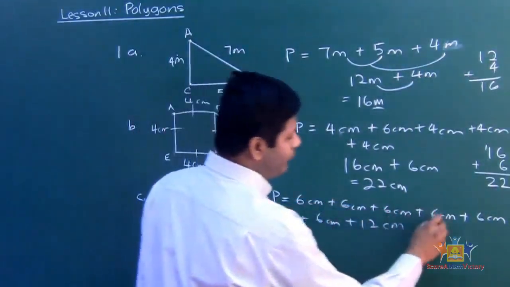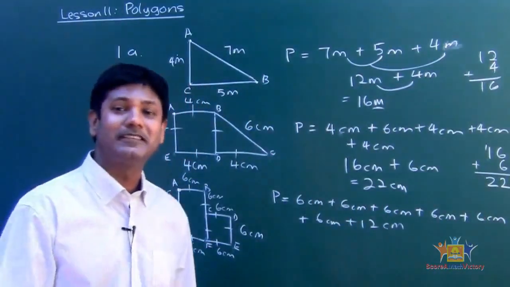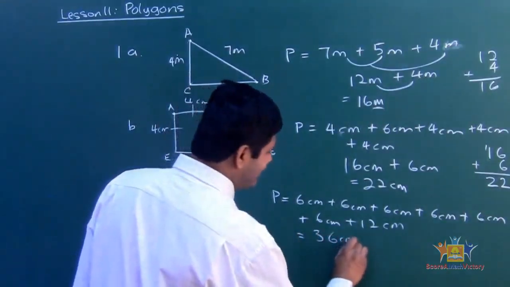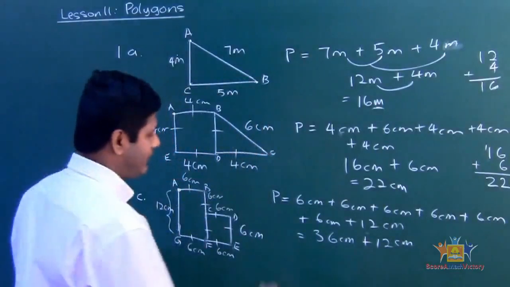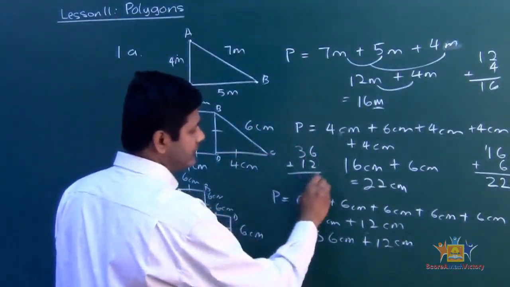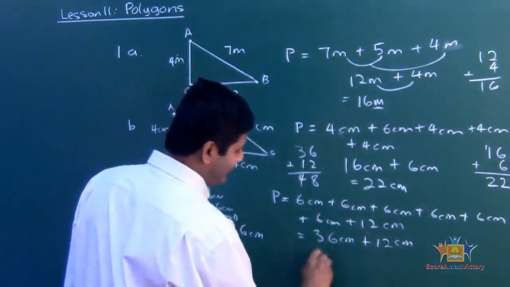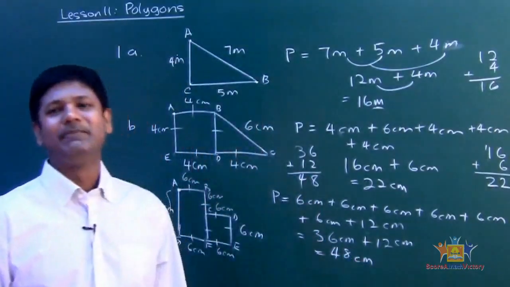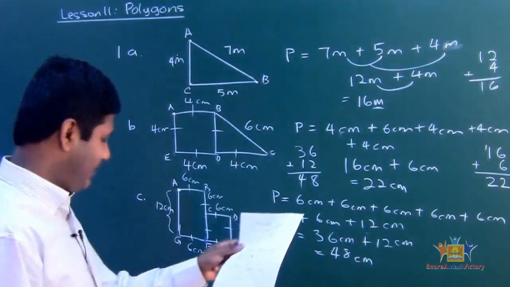1, 2, 3, 4, 5, 6. There are 6. That means 6 times 6 is 36. Very good. 36 centimeters plus the 12 centimeters. Let's line it up, 36 with 12. 6 plus 2 is 8. 3 plus 1 is 4. So the total perimeter of that figure is 48 centimeters. Good. Now let's do problem D.